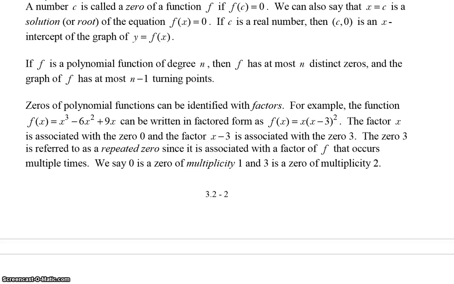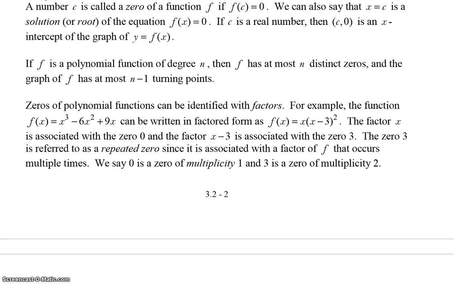So to say we have a zero is also to say we have a solution of an equation. And in the case of real zeros, it is also to say that we have an x-intercept of the graph. So these three ideas are very, very closely connected to each other.